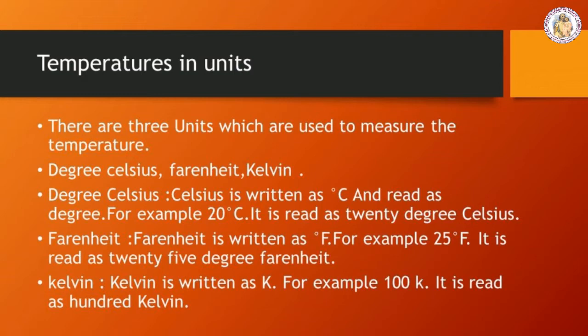Next, Fahrenheit. Fahrenheit is written as the degree symbol with F. For example, 25°F. So how can we read it? 25 degrees Fahrenheit. Next, Kelvin. Kelvin is written as K. For example, 100 K. So it is read as 100 Kelvin. The SI unit of temperature is Kelvin.